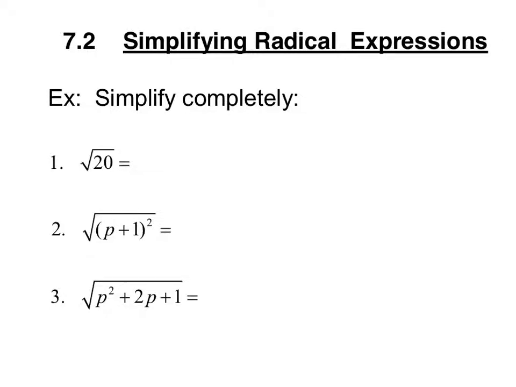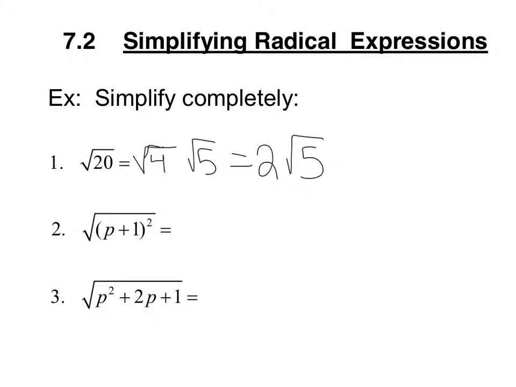Alright guys, today we're going to focus on simplifying radical expressions, okay? So you can't just get a decimal answer here. What you have to do is think about what perfect square I can divide 20 by. Well, I can say it's the square root of 4 times the square root of 5. So this would be 2 square root 5. You can't simplify that anymore.